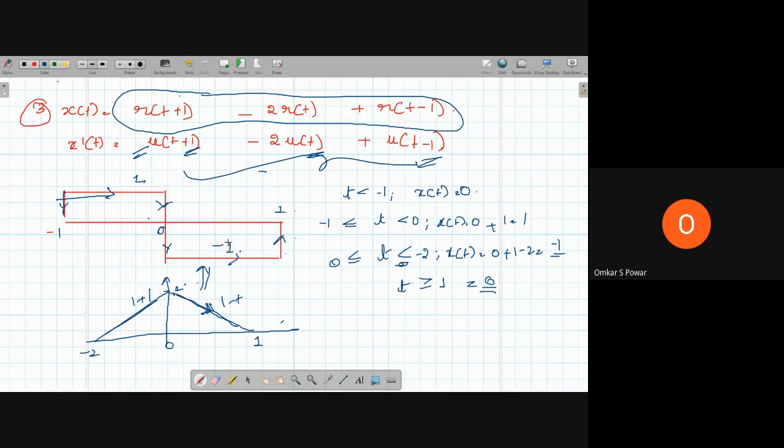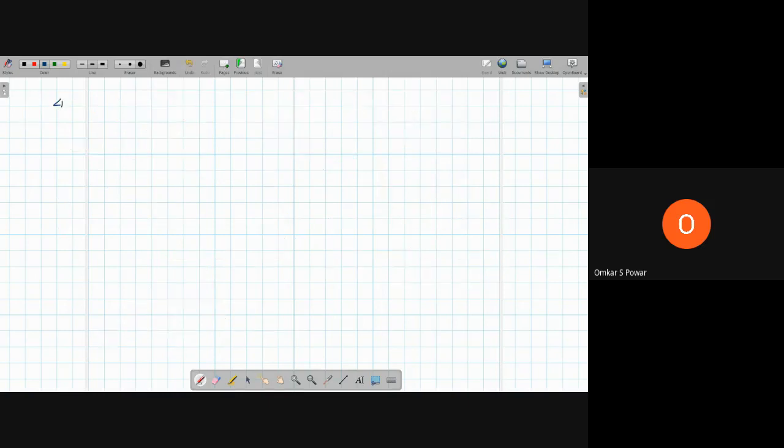So let me take one problem and solve it without writing the equation. How can we get that? Let me take this problem so that you will get a better idea and the correct idea.